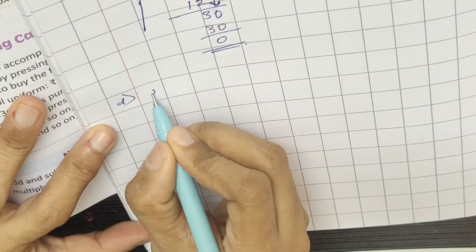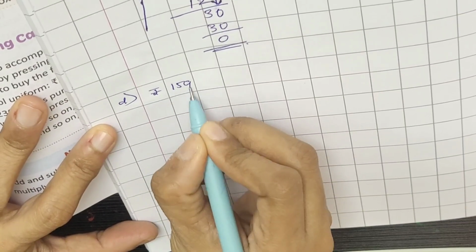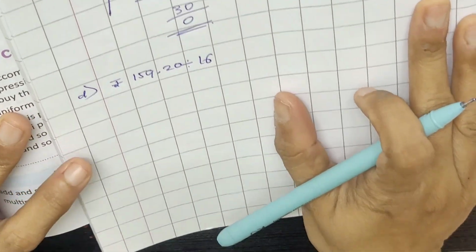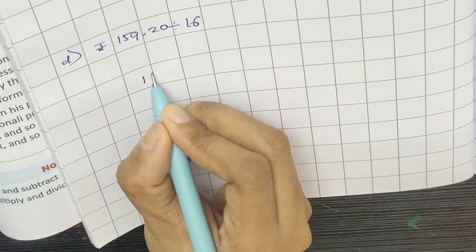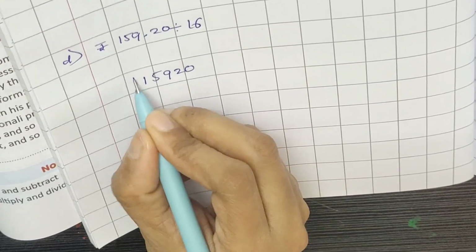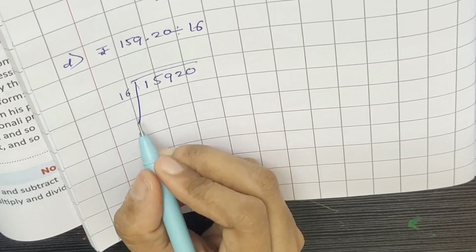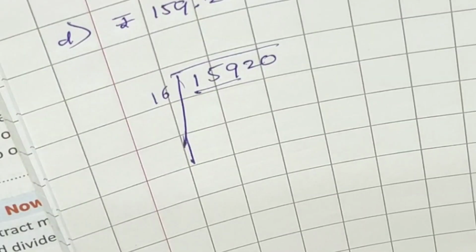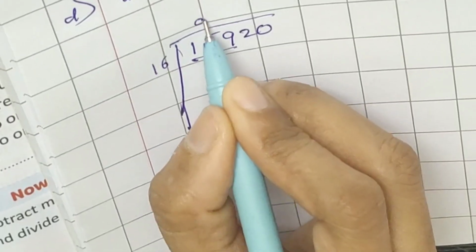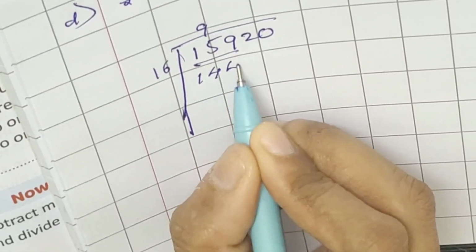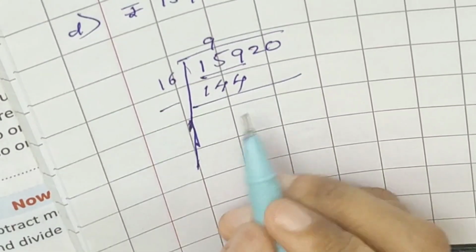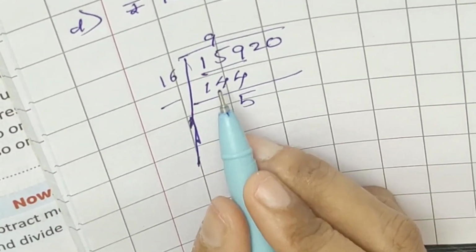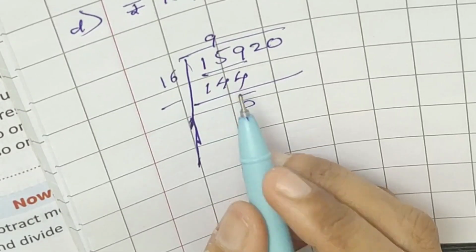D. Rupees 159.20 divided by 16. Okay. 159.20, 16. So we have to take 3. So 16 nines are 144. Okay. Minus 9 minus 4, 5 minus 4, 1.